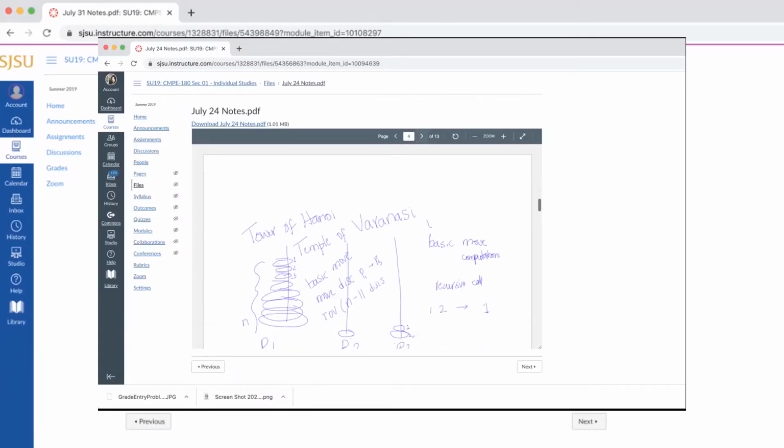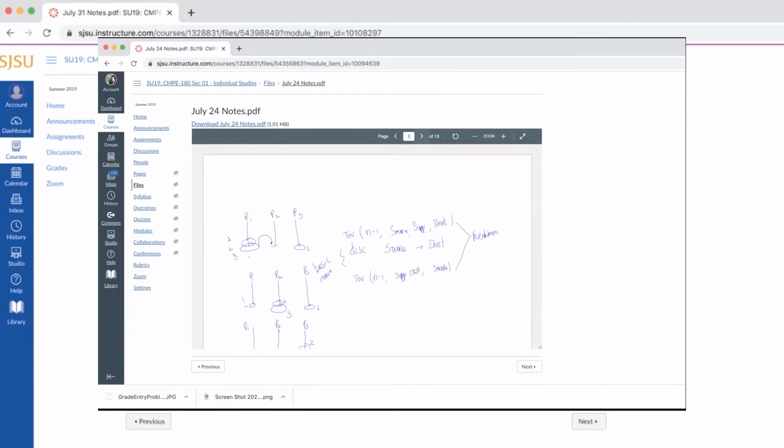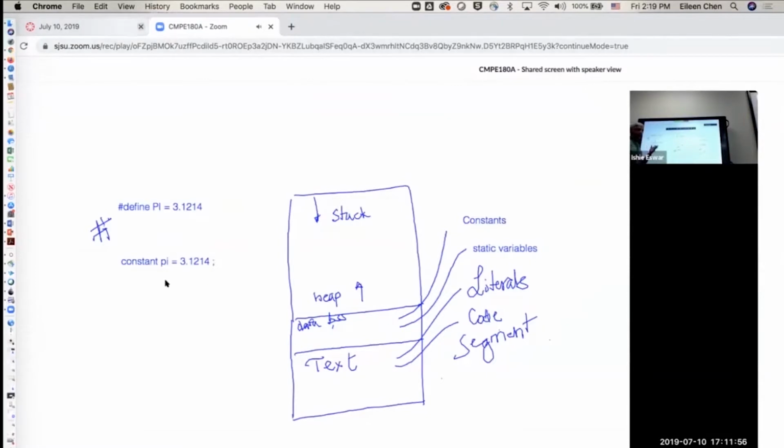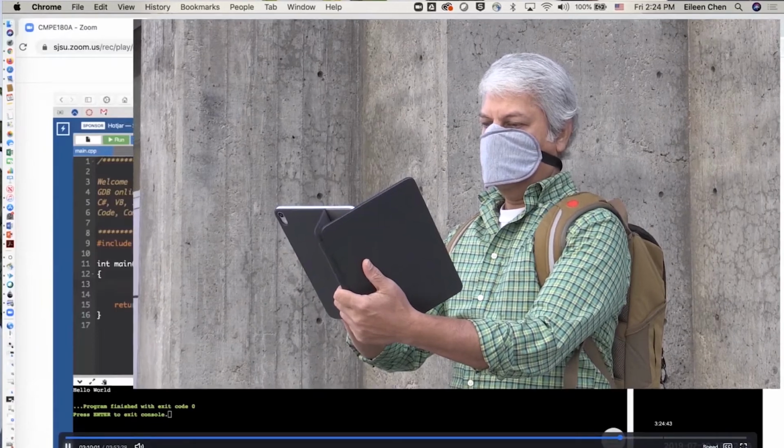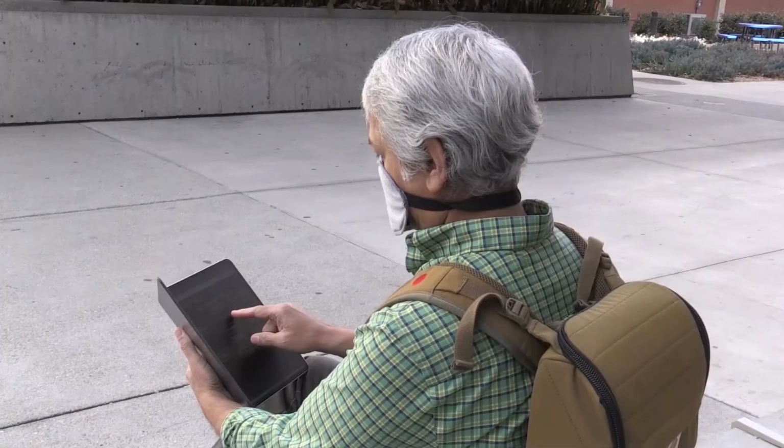The students were quite engaged, whether they were in the classroom or remotely connected. They seem to be wanting to take part in the discussions going on. You're going to have a constant 3 with value 3.1214 somewhere in our memory, and we're going to name that pi. Make sure that you have good technology.